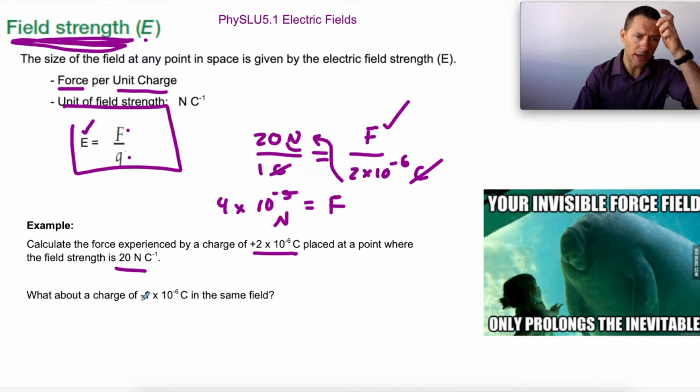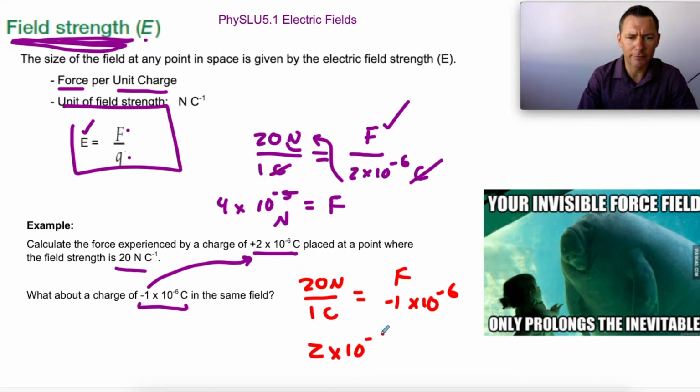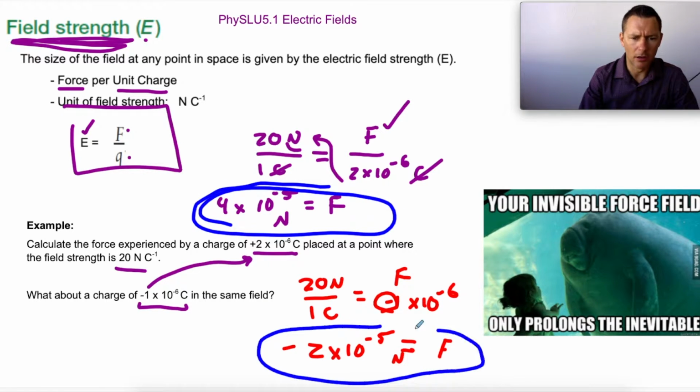So what about a negative 1? This is half as much charge. So you'd say, okay, same thing, 20 newtons per 1 coulomb, and we want to try to find the force. If you have negative 1 times 10 to the negative 6, you'd multiply and you'd get 2 times 10 to the negative 5 newtons is your force, but it's negative, which means it feels the force in the opposite direction of that original. Neat.